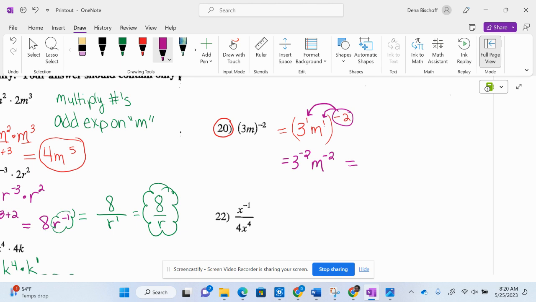Can I keep those as negative exponents? No. So I'm going to draw a fraction bar. Whenever I have negative exponents, I'm going to draw a fraction bar. This guy is not happy in the top where he is, so I need to move him to the bottom. This guy is also not happy in the top, so I need to move him to the bottom. But I don't have anything in the top, so put a 1. And I'm going to simplify that 3 squared because I know that 3 squared is 9. So I really have 1 over 9m squared.